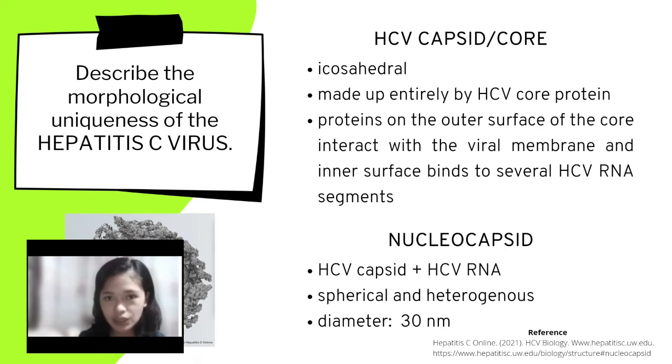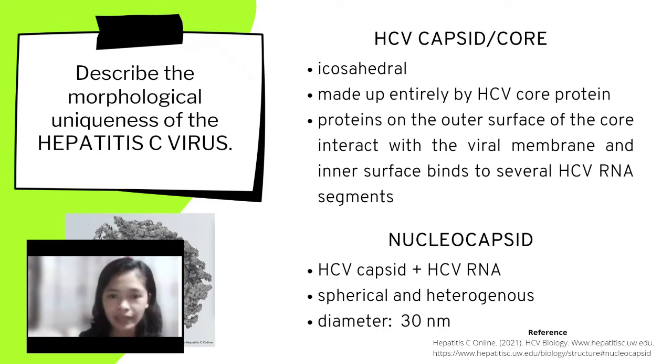The HCV capsid, also known as the HCV core, is the protein shell that encapsulates and protects the HCV RNA. It is made up entirely of the HCV core protein. The proteins on the outer surface of the core interact with the viral membrane, while proteins on the inner surface bind to several HCV RNA segments.